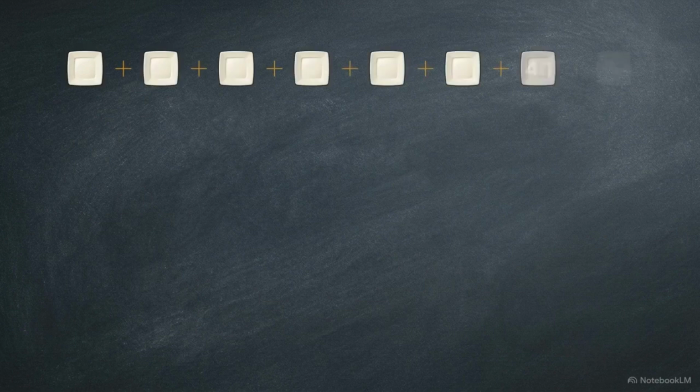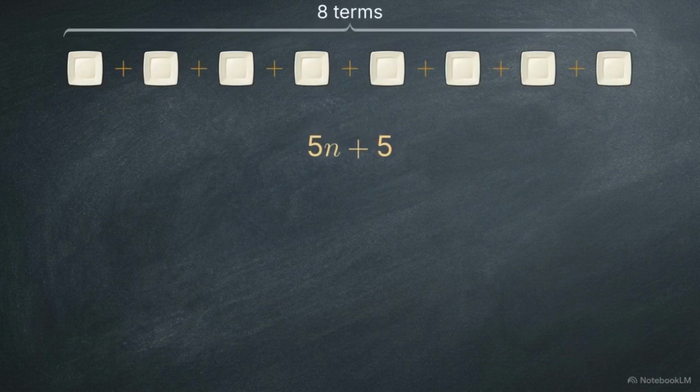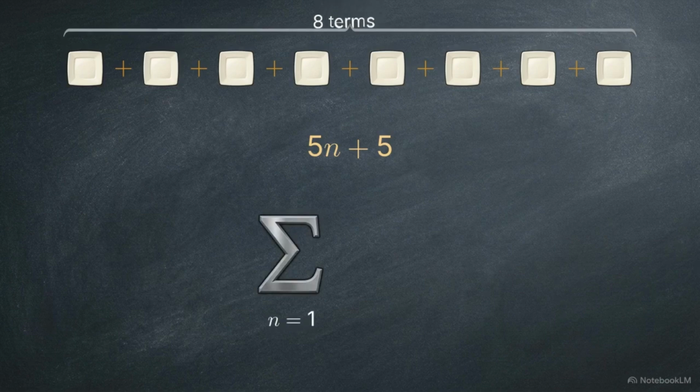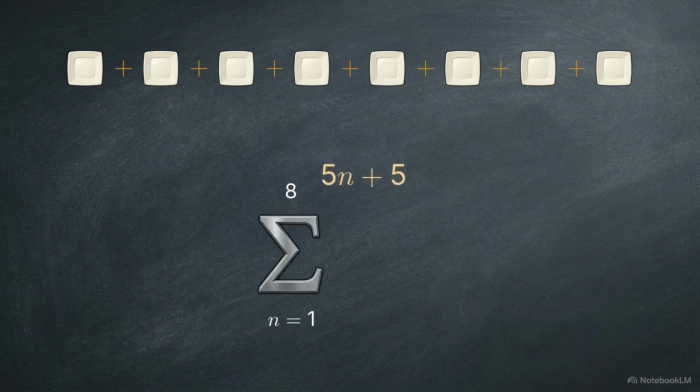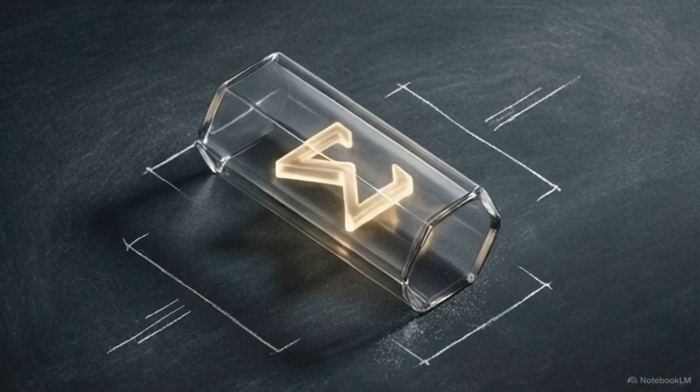Let's compress this addition problem. The generating rule is 5n plus 5, with 8 total terms. We lay down a sigma symbol. We set n equals 1 as the lower bound, 8 as the upper bound, and place our rule on the right. We have now taken an unwieldy, screen-spanning addition problem and perfectly encapsulated it into one elegant mathematical package.